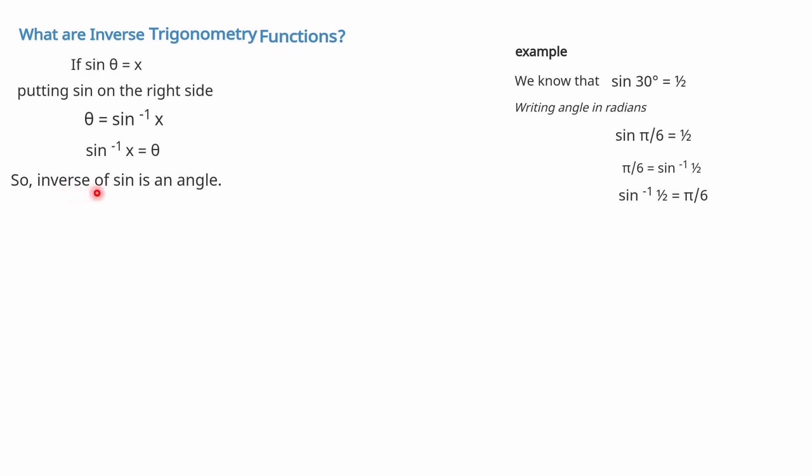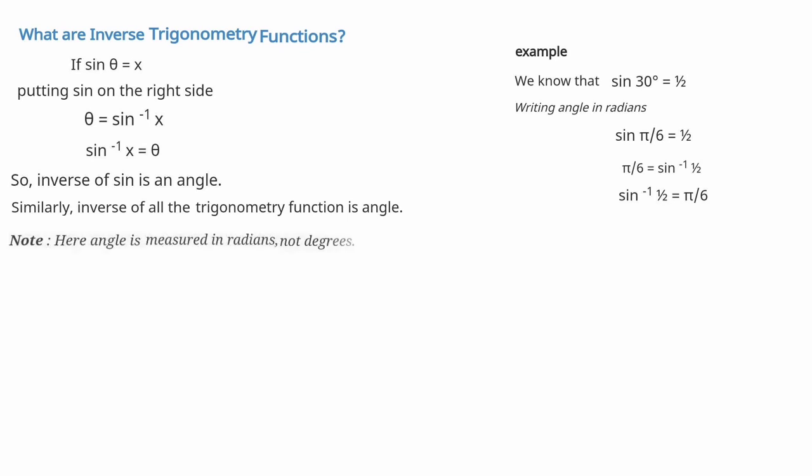So inverse of sine is an angle. Here we calculated sine inverse 1 by 2, and we have got pi by 6, which is an angle. So we can come to the conclusion that inverse of sine is an angle. Similarly, inverse of all the trigonometric functions is an angle. There are 6 trigonometric ratios we have studied, starting from sine to cot. If you take the inverses of all these 6 trigonometric ratios, we will get an angle. Here we must note that angle is measured in radians, not in degrees.